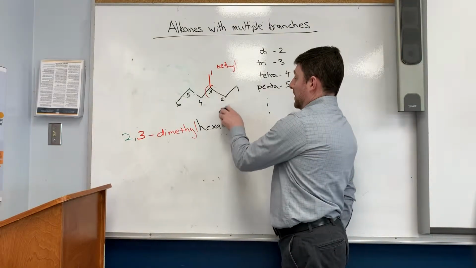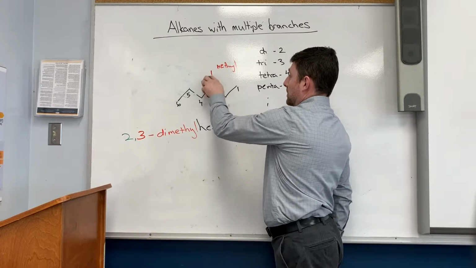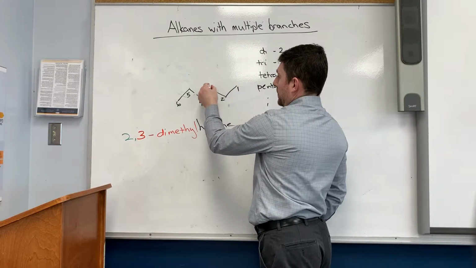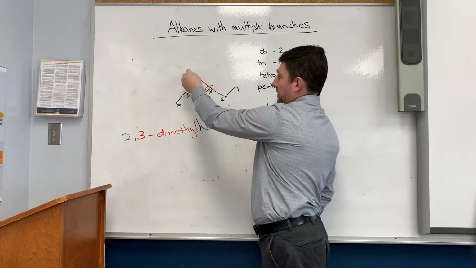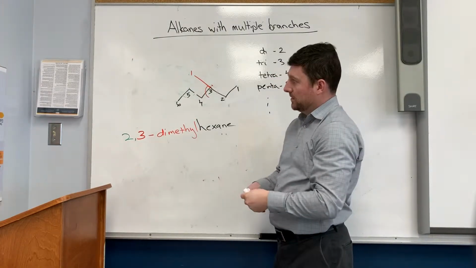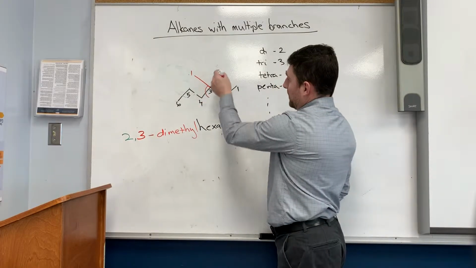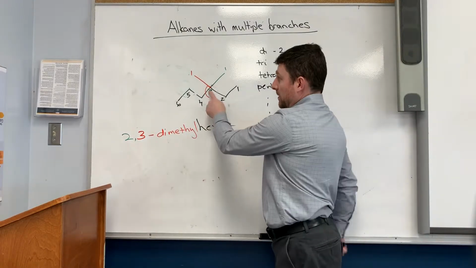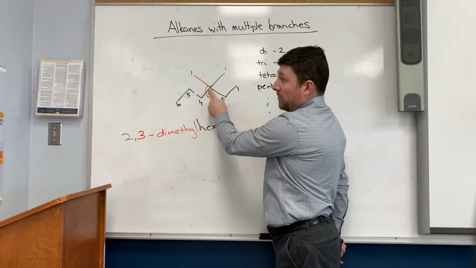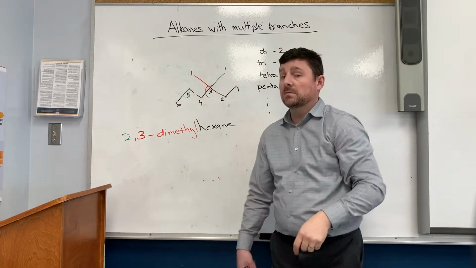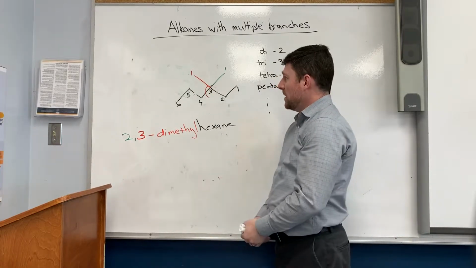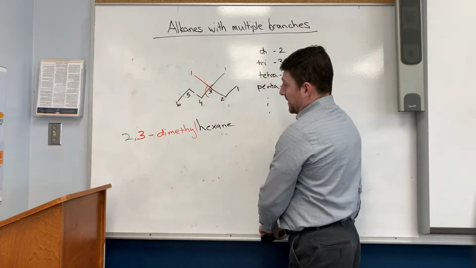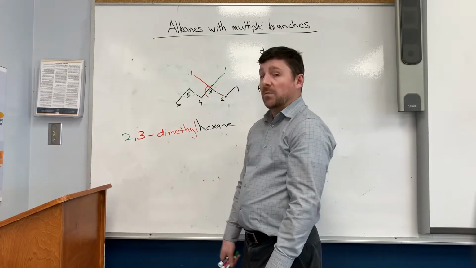I take my 2 methyl groups. Let's put 1 methyl group here. And you're going to see why I'm drawing it off on an angle like that in a second. And put the other methyl group there. That's allowed because carbon can have up to 4 bonds. And if we look at carbon 3 here, we have 1, 2, 3, 4 bonds. Nothing wrong with that. And so now our 2 methyl groups are actually on the same carbon.